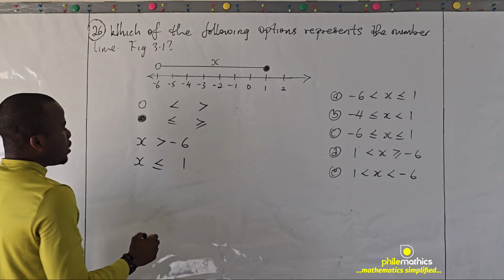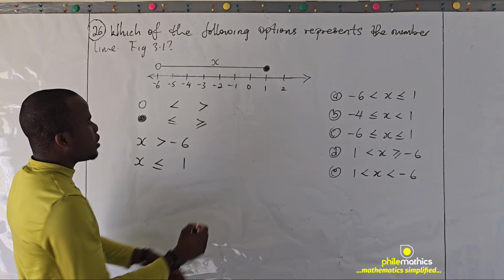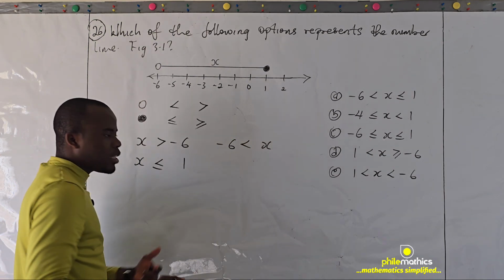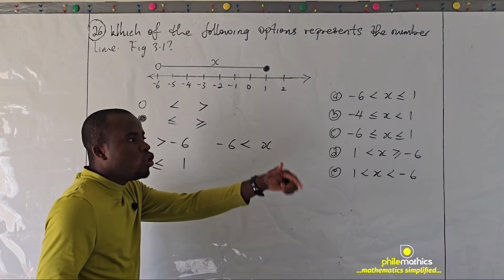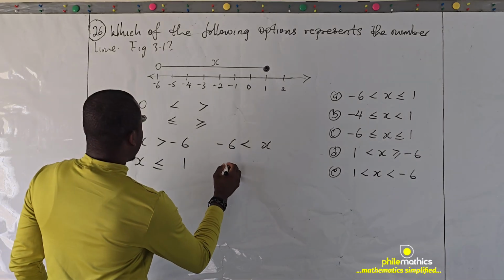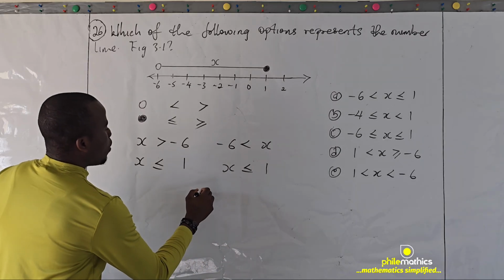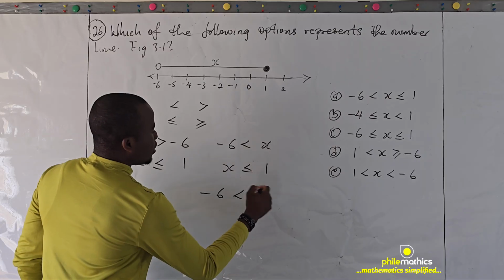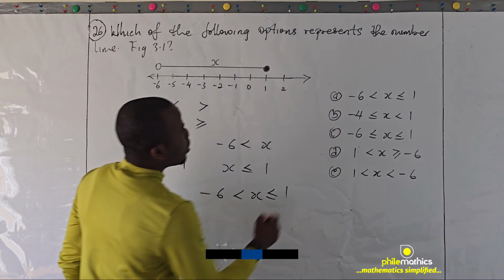So how do we combine these two? The way we combine this is writing this first. We reverse this. If X is greater than -6, then -6 is less than X. So it's like saying, if I am older than you, that means you are younger than me. So if we have to combine these two, and X is less than 1, it will be -6 less than X, and this X is less than or equal to 1. And the correct option is A.